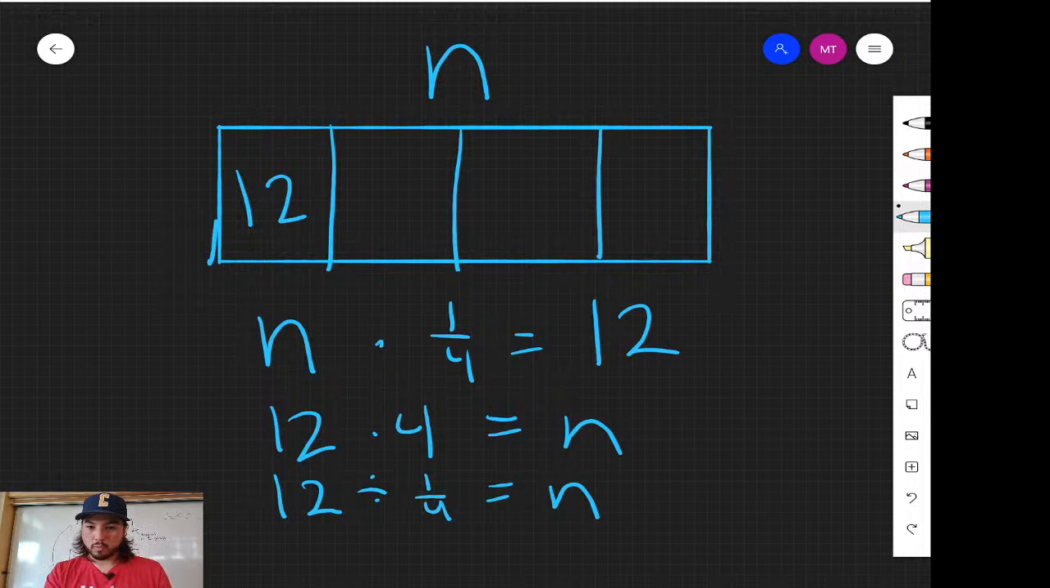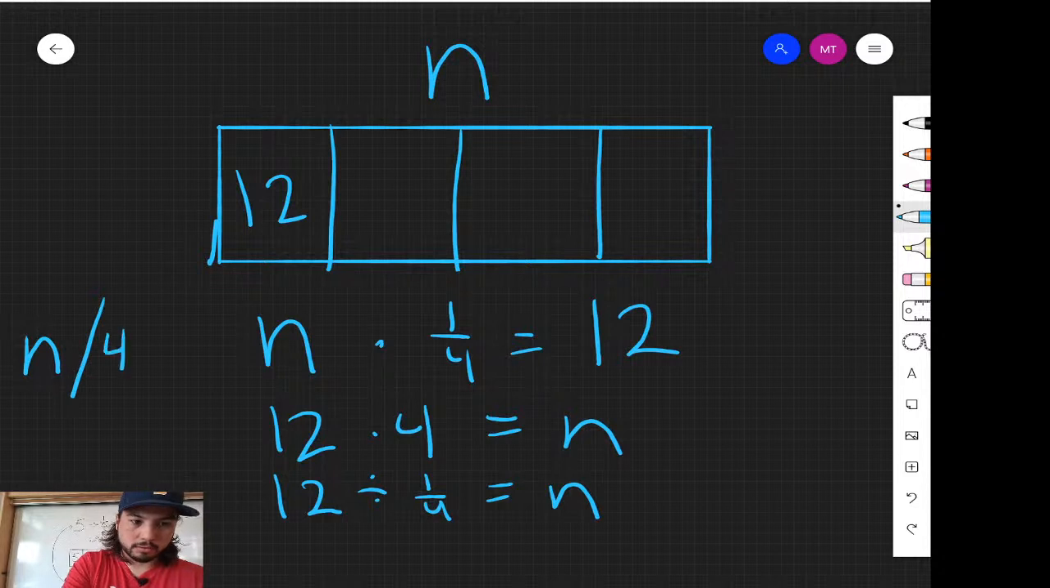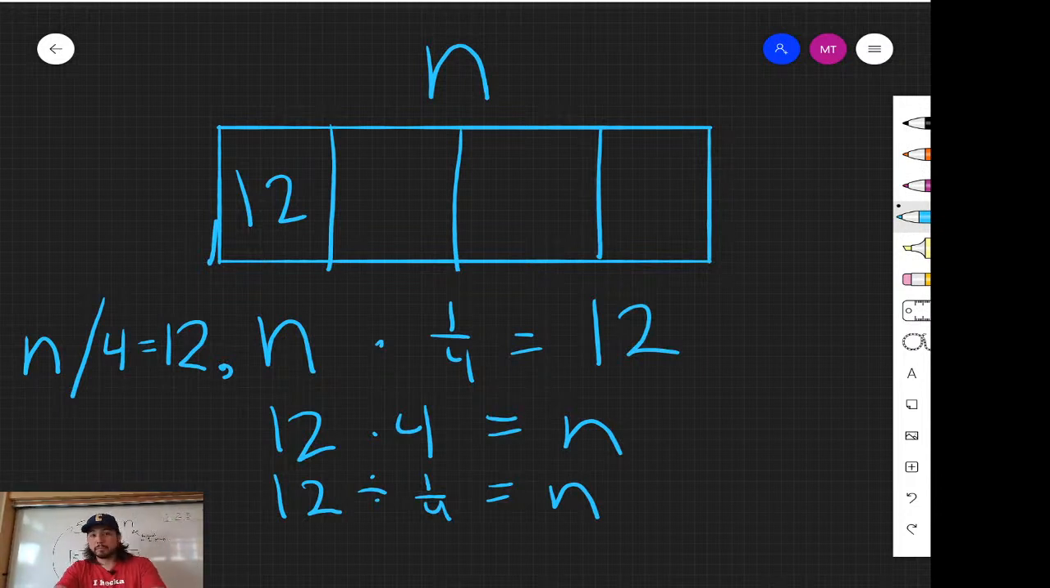Okay, there's one more equation that we're looking for here. Often it's the trickiest one. We have n divided by 4 equals 12. I'm going to put a comma there so we know that those are different equations. n divided by 4, right? You're taking your n, you're dividing it into 4 equal pieces, and there's 12 in each piece. Okay, so 4 different equations can come off of this particular model.